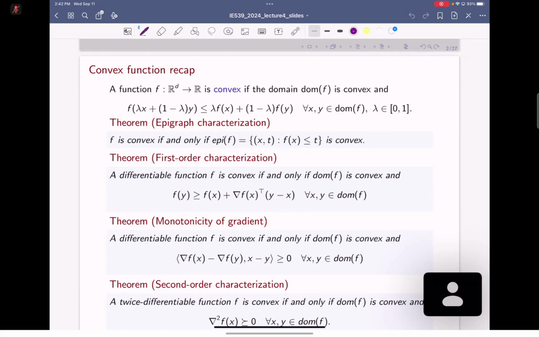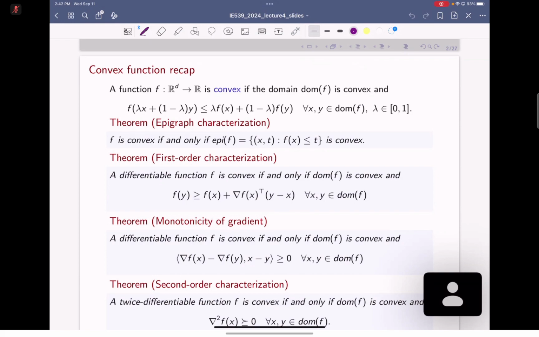Okay, and the last one is the second order characterization. You say that your function is convex if the Hessian is positive semi-definite. The example we saw was the quadratic function. The coefficient matrix for the quadratic term is Q. The quadratic function is convex if that matrix Q is positive semi-definite.